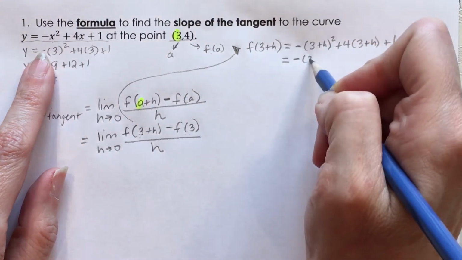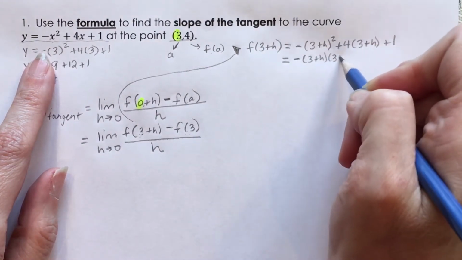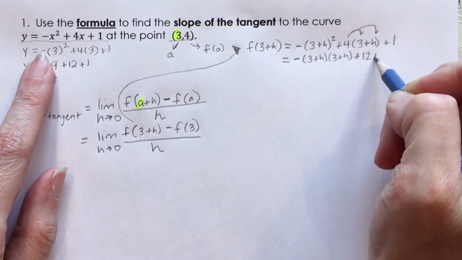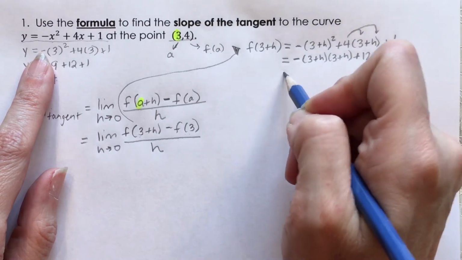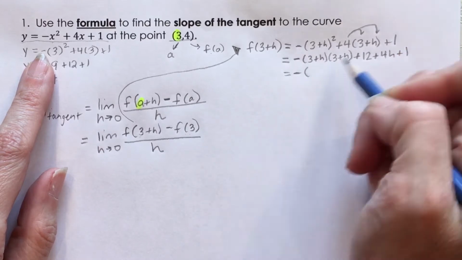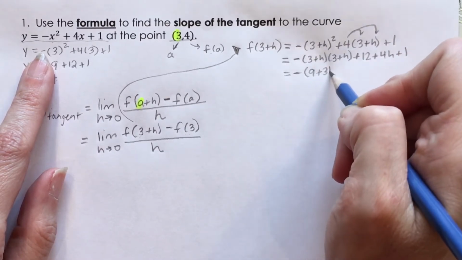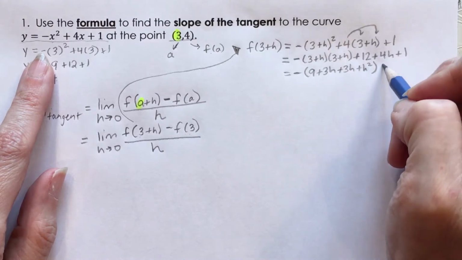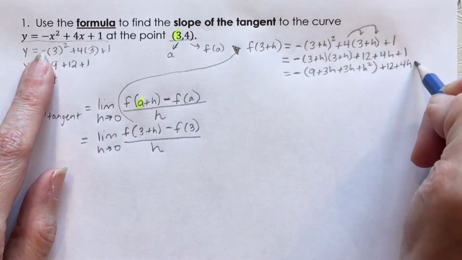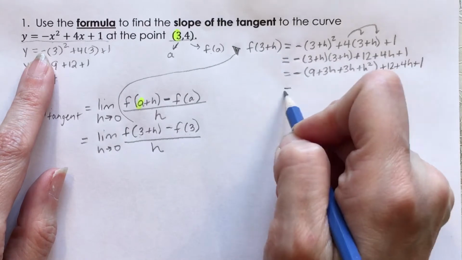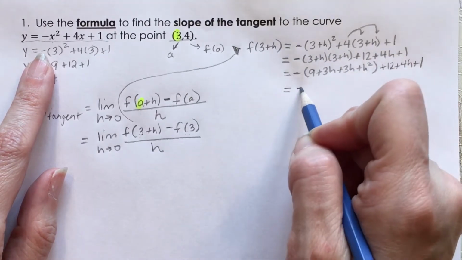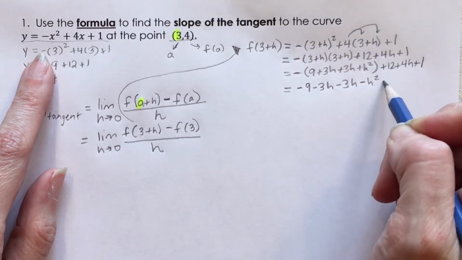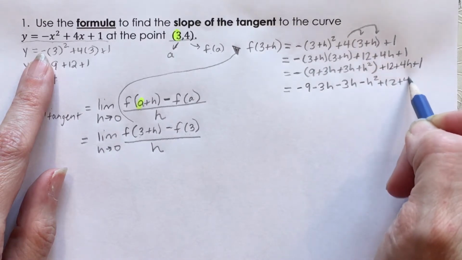So I would need to use FOIL here, and here just the distributive property. So plus 12 plus 4h plus 1. Here I would use FOIL. So I'd get 3 times 3 is 9, plus 3h, plus another 3h, plus h squared. Still plus 12 plus 4h plus 1. And then multiply through, so negative 9 minus 3h again, minus h squared, plus 12 plus 4h plus 1.